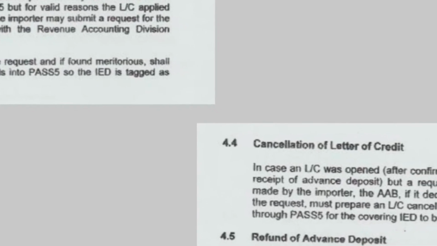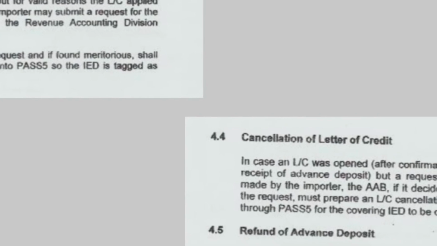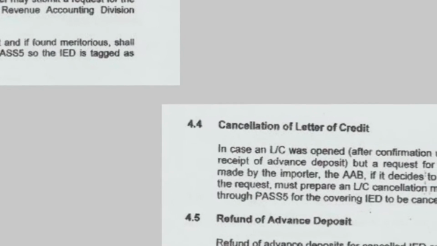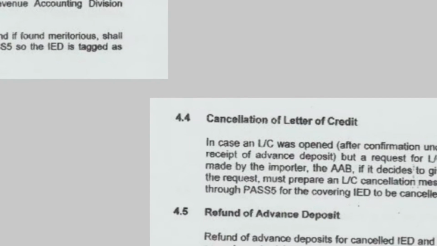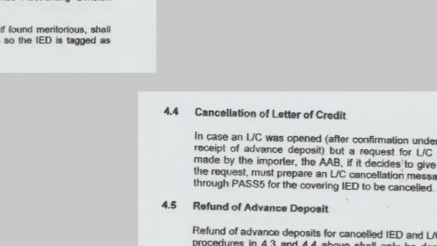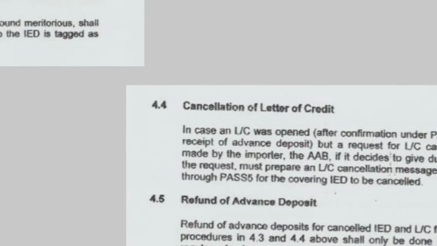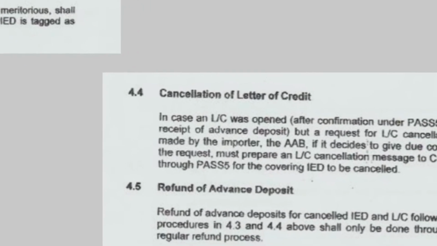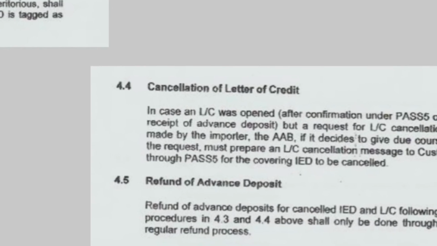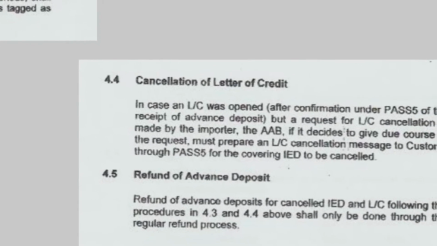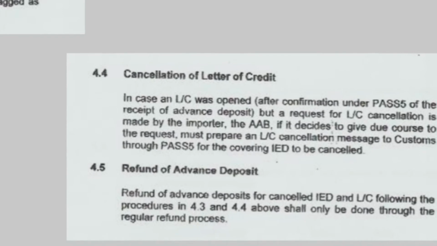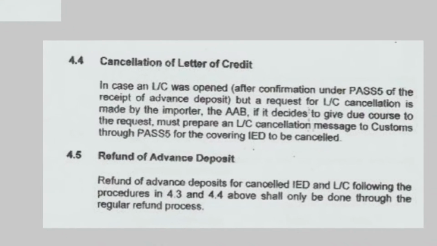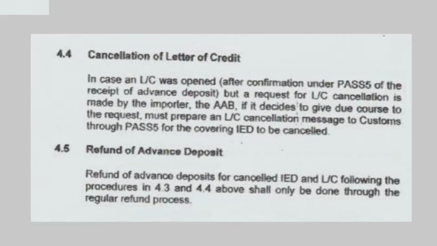Cancellation of letter of credit. In case a letter of credit was opened, after confirmation under PASS5 of the receipt of advance deposit, but a request for the LC cancellation is made by the importer, the authorized agent bank, if it decides to give due course to the request, must prepare an LC cancellation message to customs through PASS5 for the covering IED to be cancelled. Refund of advance deposit. Refund of advance deposit for cancelled IED and LC following the procedures of 4.3 and 4.4 above shall only be done through the regular refund process.